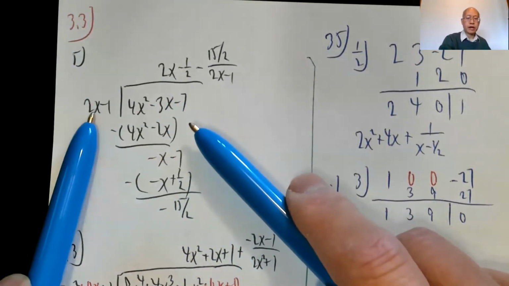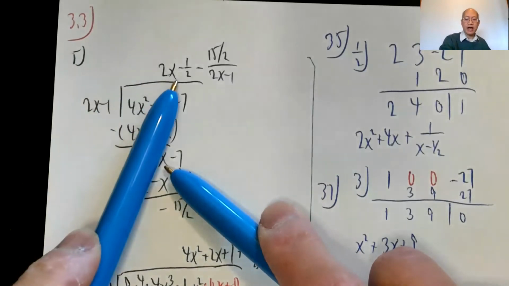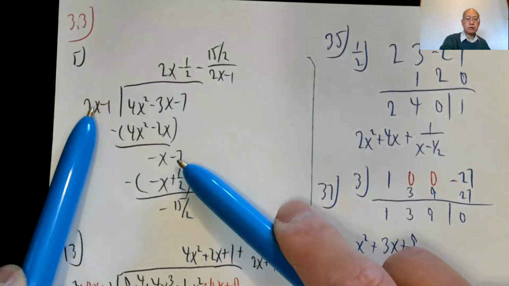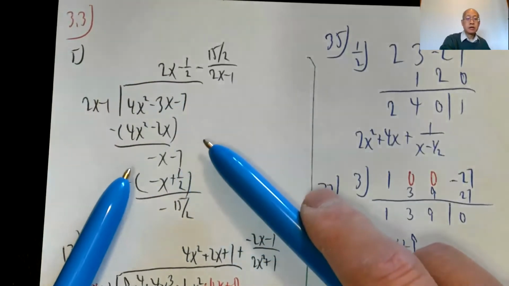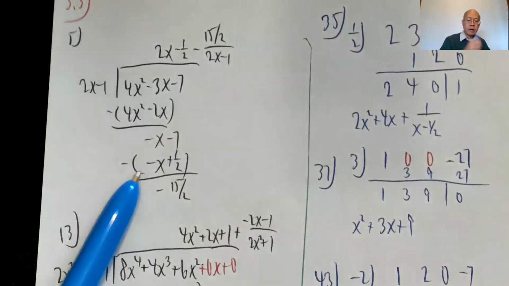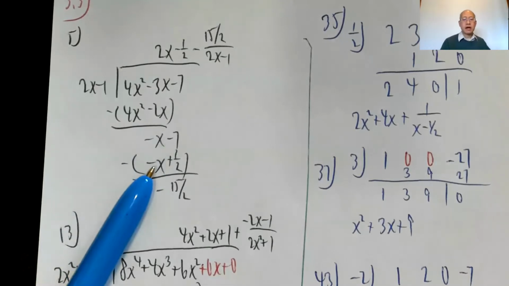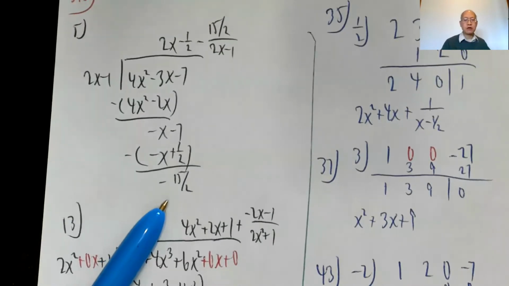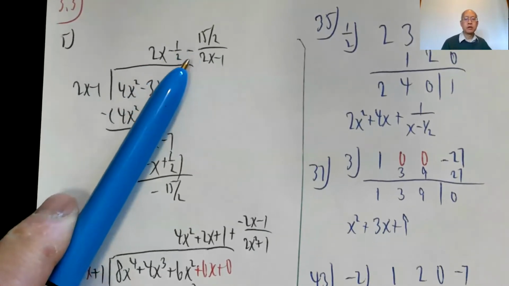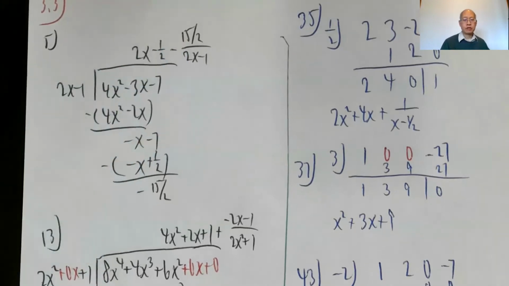What do I multiply 2x by to get negative x? It's negative a half, a little bit awkward. Negative a half times this whole thing, negative x plus a half. Subtract. Negative x minus a negative x is 0. Negative 7 minus a half is negative 7.5 or minus 15 over 2. So final answer: 2x minus a half, minus 15 over 2 divided by 2x minus 1. Remainder over the original divisor.